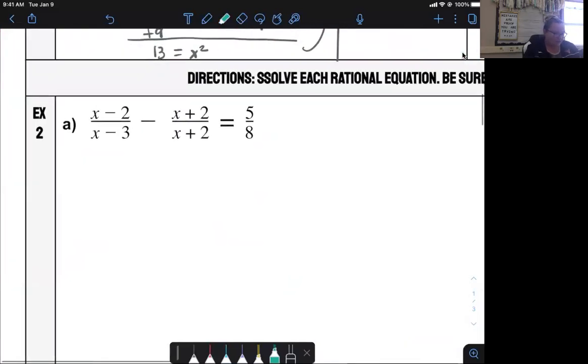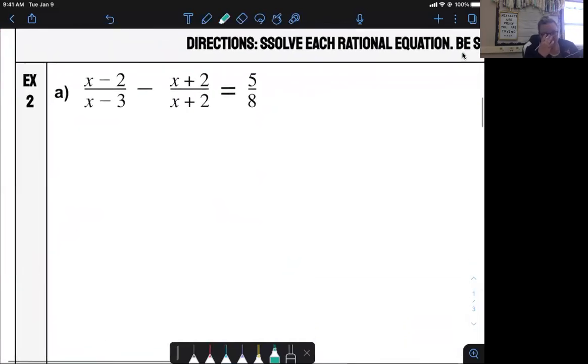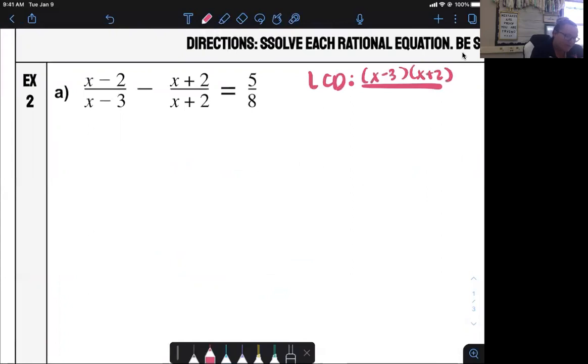All right, let's go ahead and move to example 2. So x minus 2 over x minus 3 minus x plus 2 over x plus 2 equals 5 over 8. So everything's factored. We're good on that front. Our least common denominator would need to include x minus 3, x plus 2, and 8. So we're going to multiply this whole equation by that LCD.